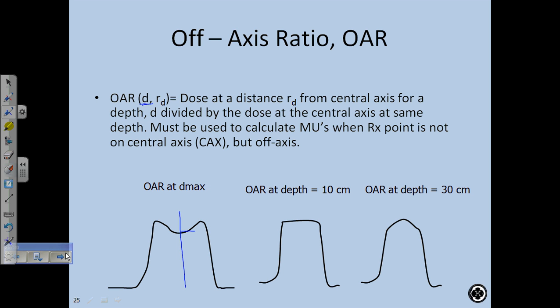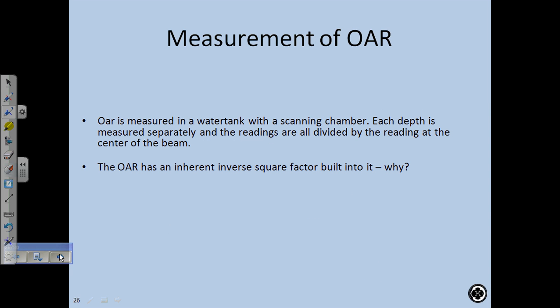So it's the dose at an off-axis point divided by the dose at the central axis. And, you know, OAR, it's about a 2%, 3% correction. It's not a big deal. Well, 2%, 3% could be a big deal, depending on what you do. And then how do you measure it? OAR is measured in a water tank with a scanning chamber. Each depth is measured separately, and the readings are all divided by the reading at the center of the beam.